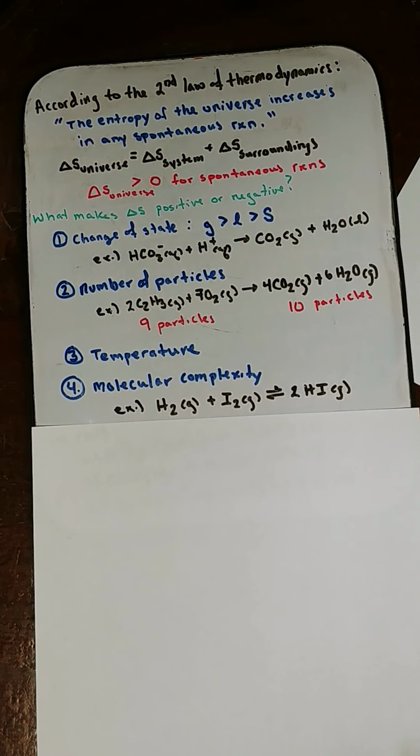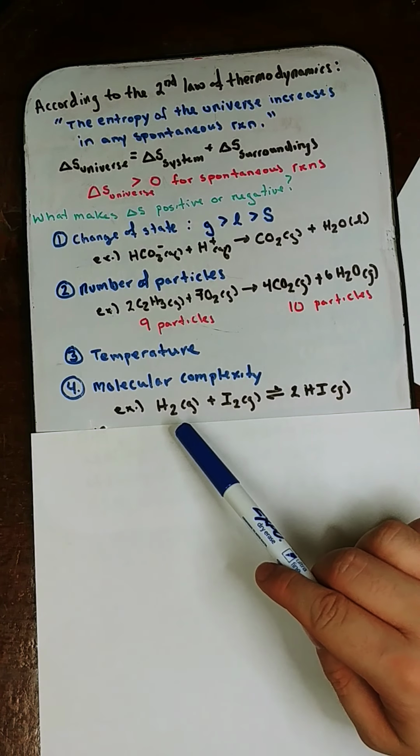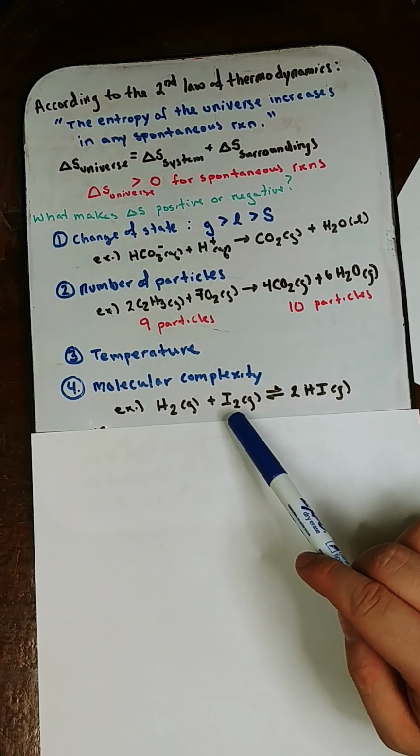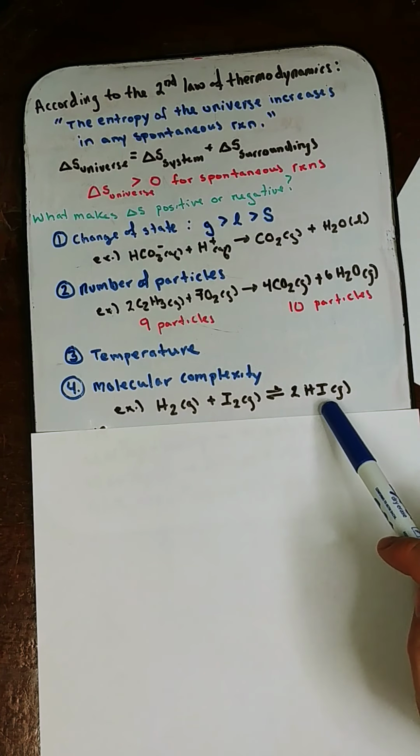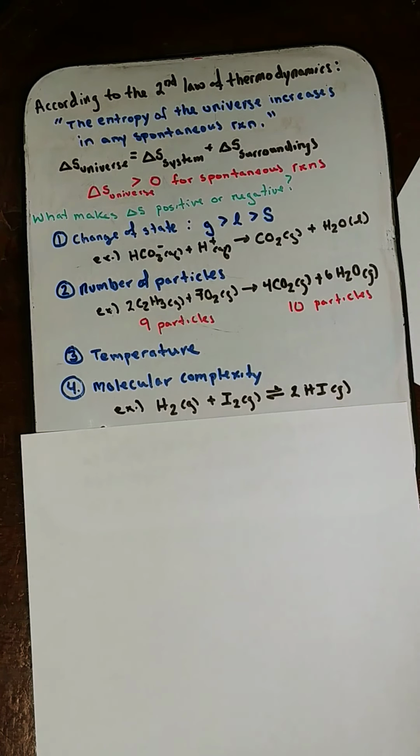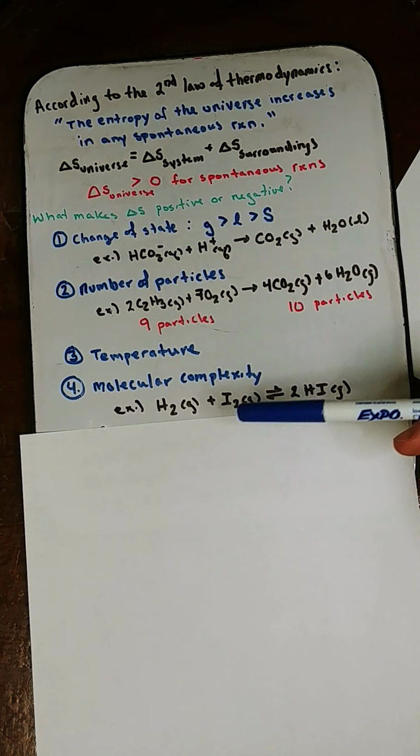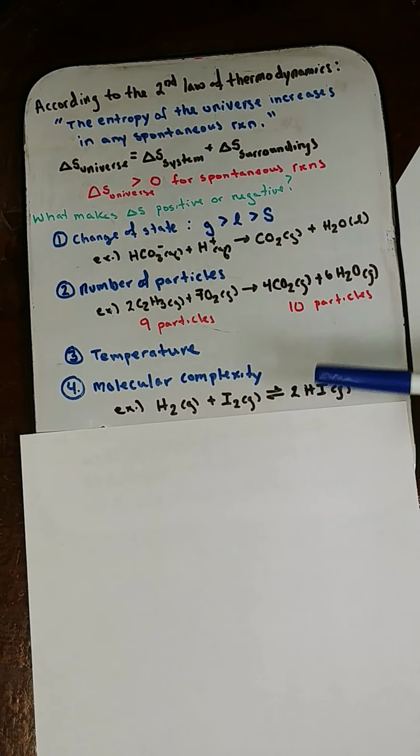Now, in this particular reaction, I have 2 particles in the gas phase on the reactant side. I have 2 particles in the gas phase on the product side. And so, according to my first and second factors, I'm okay here. I have the same number of particles in the gas phase on either side. But it turns out that the right-hand side is a bit more disorganized than the left-hand side. The products are more disorganized here than the reactants are. And that's because my products have a bit more of a complex structure to them than my reactants do.